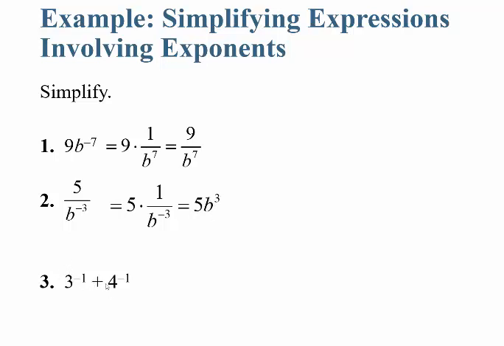Here, 3 to the negative 1 plus 4 to the negative 1. Well, let's make those positive, so bring them down. So this is 1/3 plus 1/4. All I did was bring these down. Then you need a common denominator here, which is 12. So 1/3 becomes 4/12, 1/4 becomes 3/12. So this is just equal to 7/12 right here.